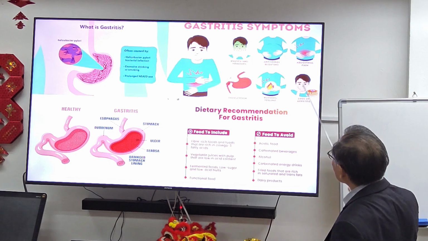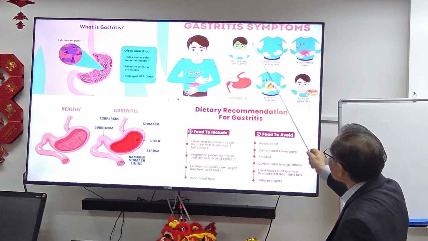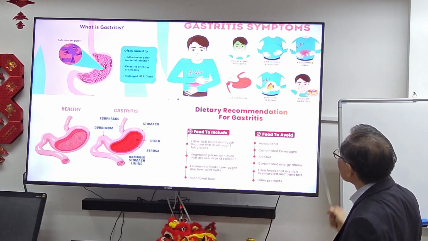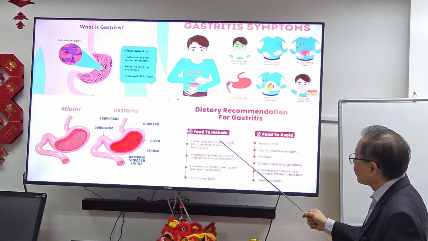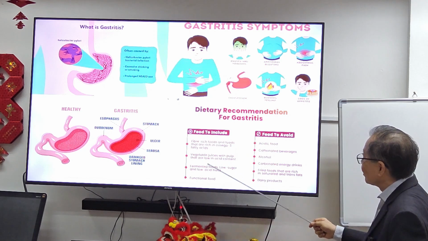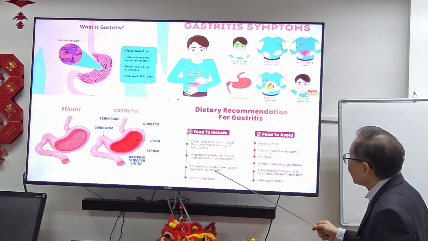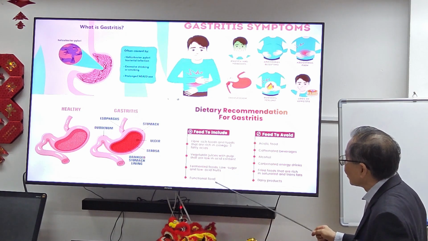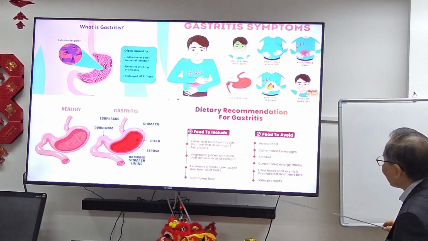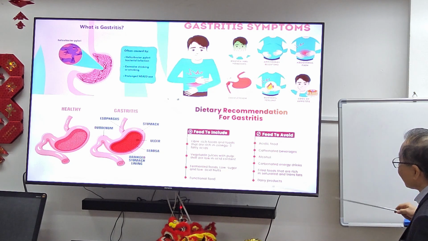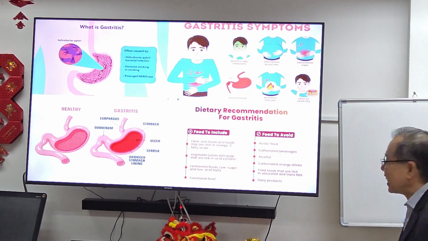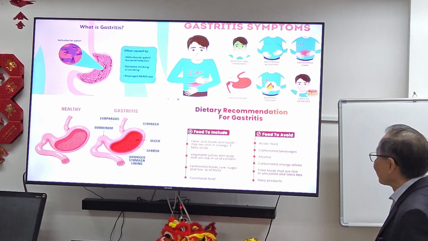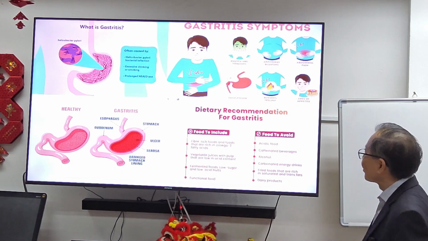So these are all the symptoms that you feel. Indigestion, nausea, vomiting, bloating, and so forth. So what you should do: fiber-rich foods, vegetables, fermented food, low sugar, low acid food, functional food. Avoid acidic food, caffeinated beverages, alcohol, carbonated drinks. They're the worst actually. Fried foods that are rich in saturated and trans fats, and dairy products. These are the recommendations.